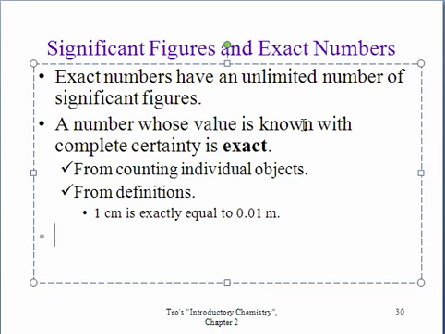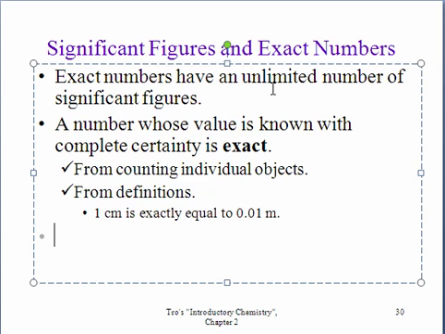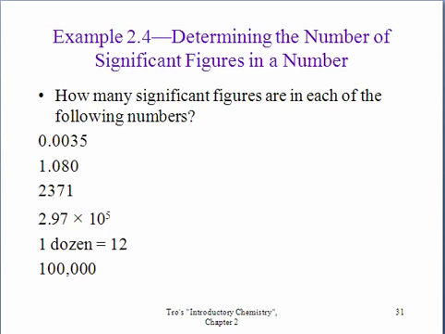And then let's review the difference between measurement and exact numbers again. Exact numbers are considered to have an unlimited number of significant figures. There's no uncertainty. A number whose value is known with complete certainty is considered to be exact, and as we went over earlier, from counting individual objects and then also from definitions. For example, 1 centimeter is exactly equal to 0.01 meter.